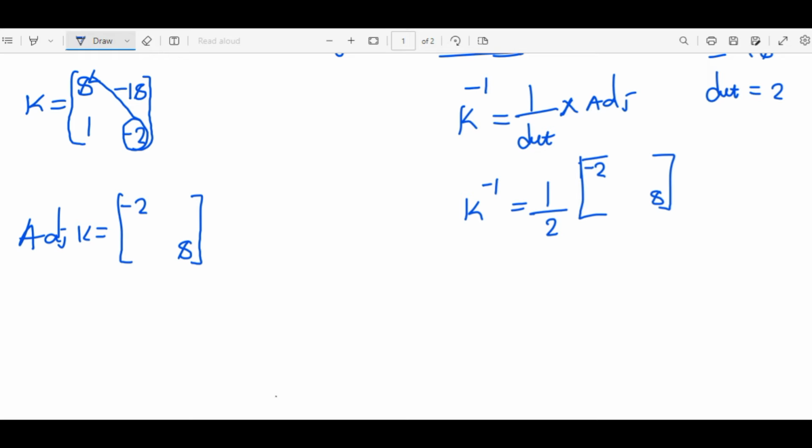So this is negative 18, but in the adjoint, you put positive 18. Then this is positive 1, here you put negative 1. So we have 18 and negative 1. So this is our final answer. If you want, you can expand by multiplying 1 over 2 with everything in this matrix.